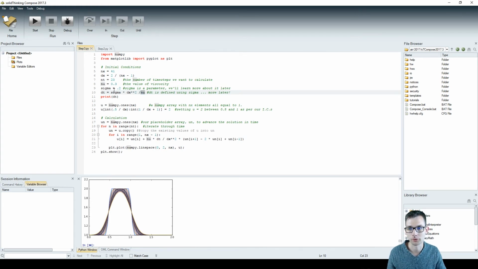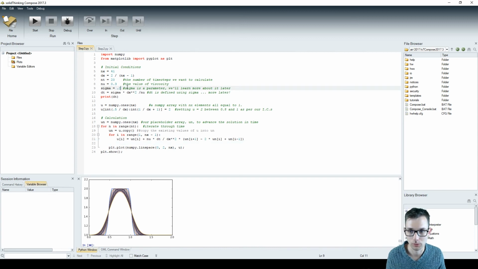Nu is the viscosity, and the viscosity doesn't really play a role in this step, because as you can see, we have dt is something divided by nu, and rather here in the actual equation, we have nu times dt, so nu cancels itself out, so nu doesn't play a role. So if you change nu, nothing should happen.